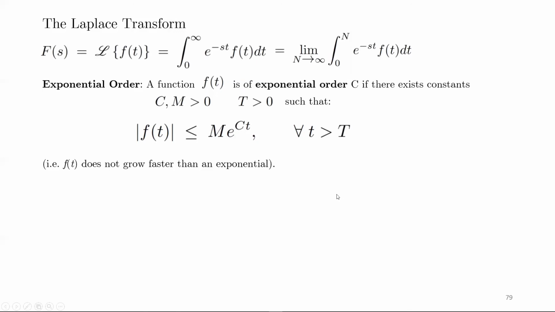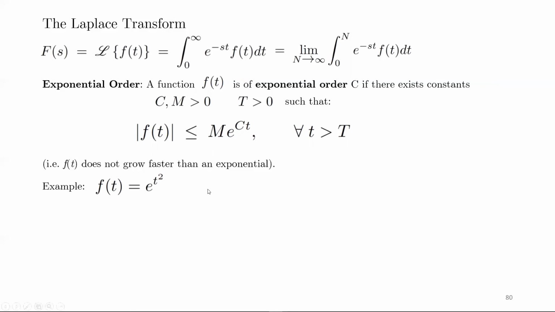Okay, so what I'm really trying to say here, using this mathematical jargon, is that our function f of t does not grow faster than an exponential. You can tell that this is going to be true for a lot of functions, right? Exponential grows pretty fast. Most functions, for example trigonometric functions, logarithmic functions, any polynomial, do not grow faster than an exponential. Exponential grows really fast. Other functions, though, can grow faster than an exponential.